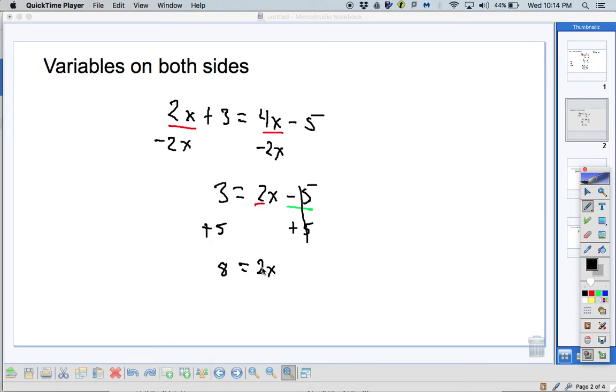And our last step is we want to get x by itself. This is, of course, another multiplication problem, so we're going to divide to undo that. And whatever you do to one side, we do to the other side. On the right, we have 1x, which, of course, is simply x. On the left side, we have 8 divided by 2, which is the number 4.